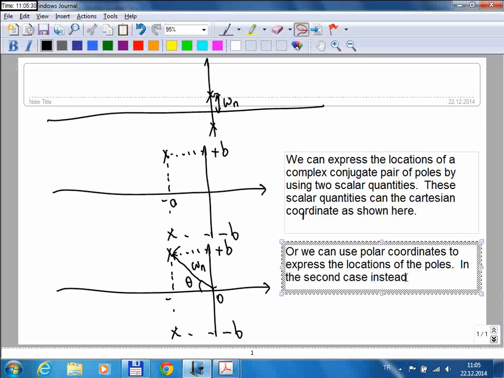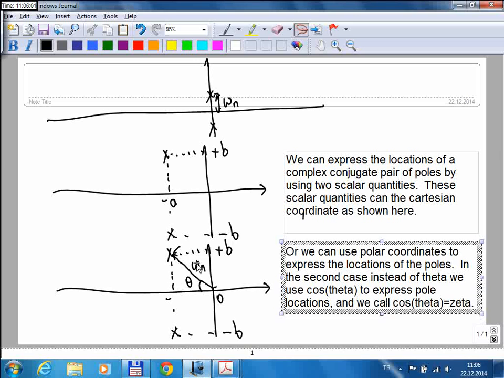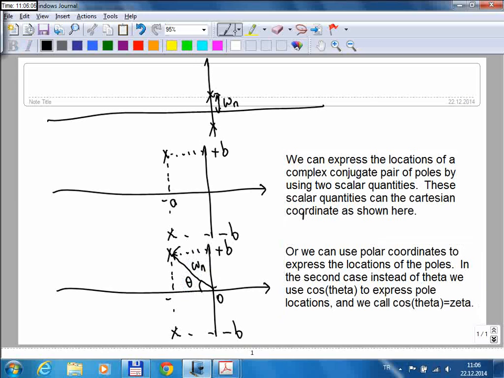And in the second case where we use polar coordinates, if you want to express the location using polar coordinates, normally we can use omega and theta, but instead of theta we use cos theta, and it doesn't make a difference. So we use zeta.